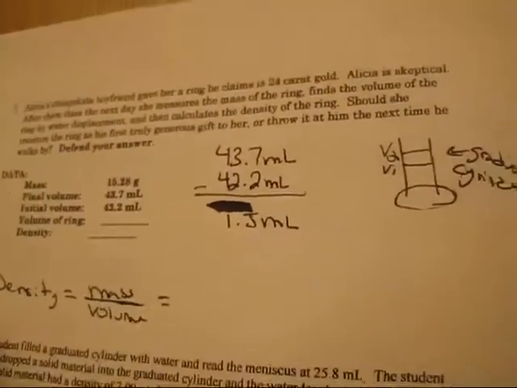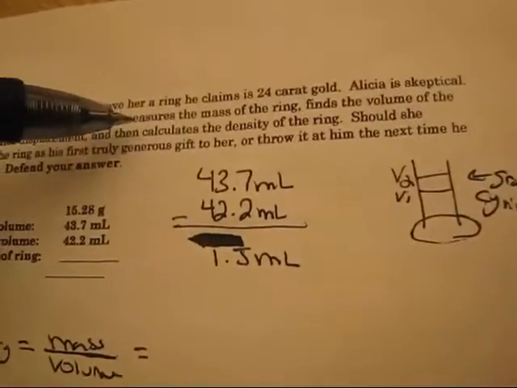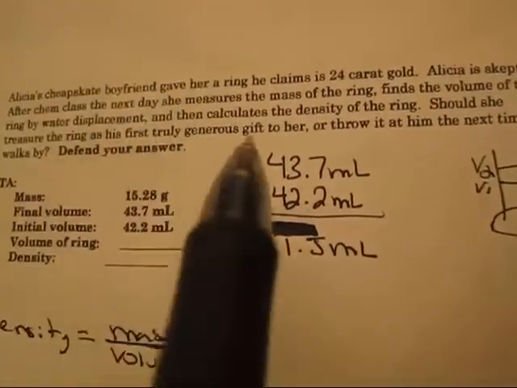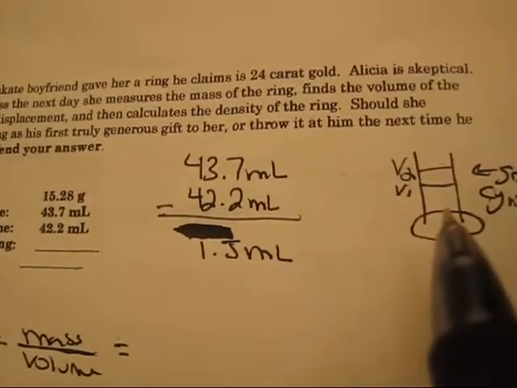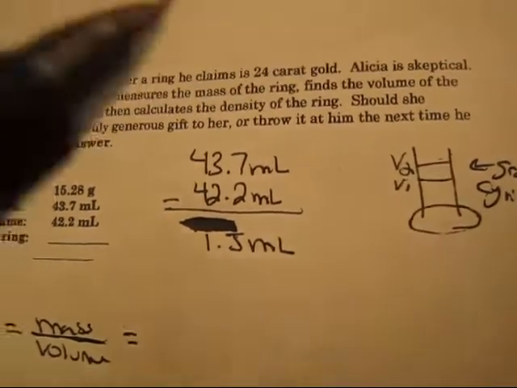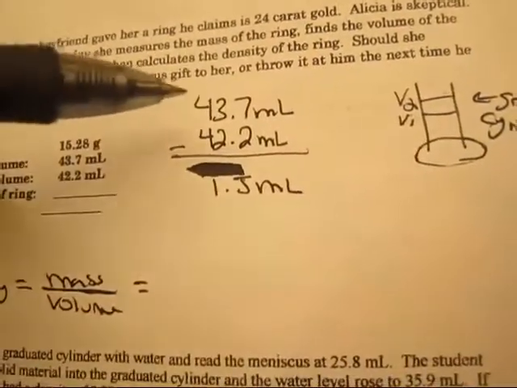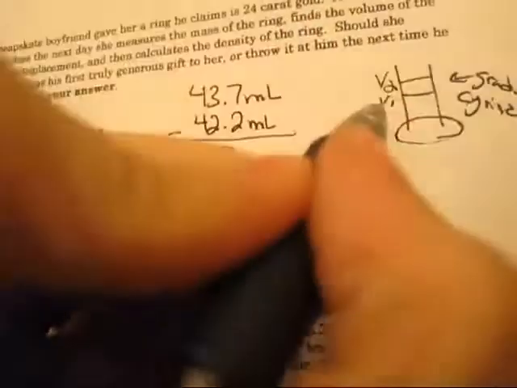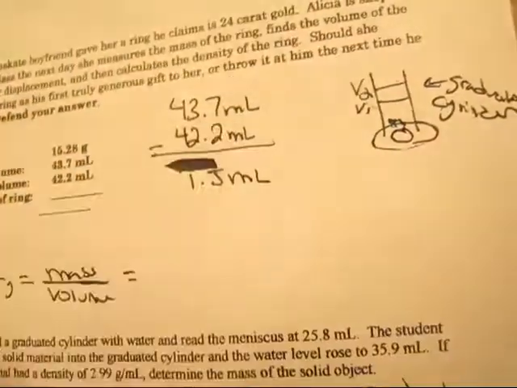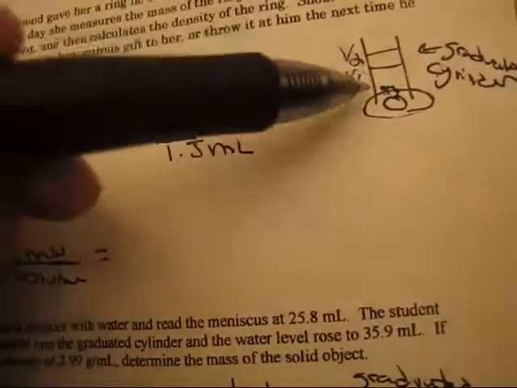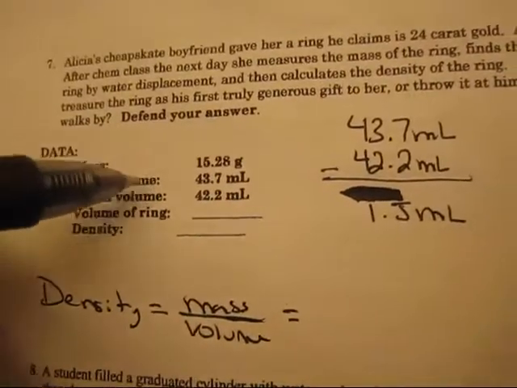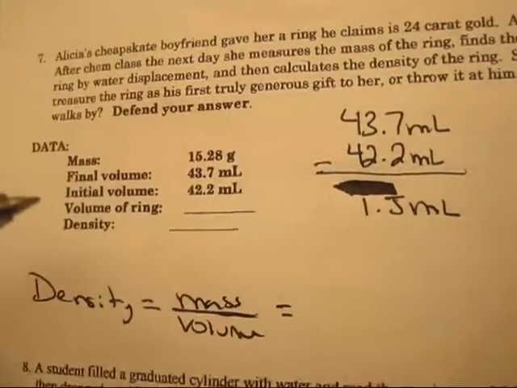Down for number 7, we're trying to figure out whether this girl should throw a ring back at her boyfriend. She did the experiment we did where she put some water in, then dropped the ring in, and then it got to a higher volume. And to get the volume of the ring itself, how do I draw a ring down here? I don't know. Maybe that looks like a ring, probably not. To get the volume, we need the difference. So if we subtract my initial and my final volumes, we get 1.5.